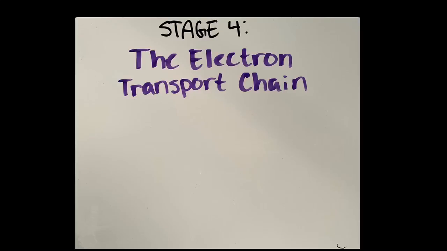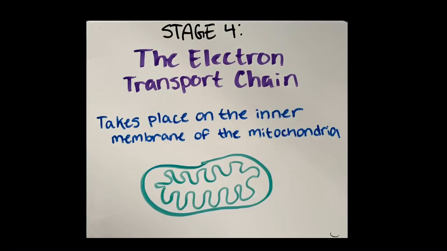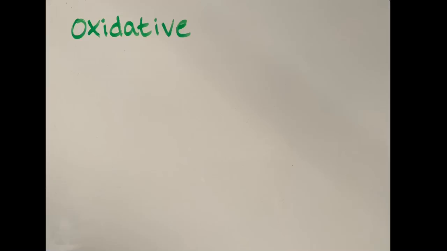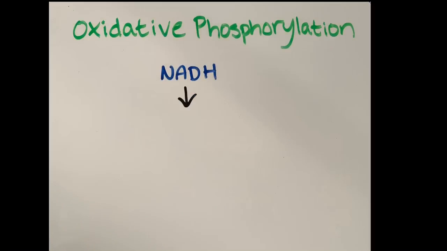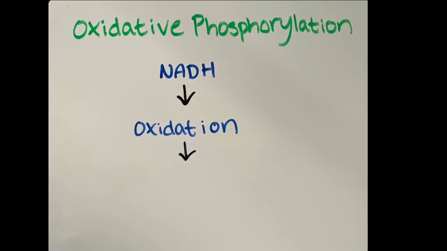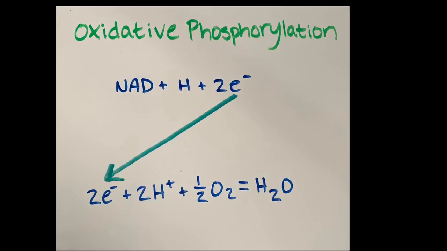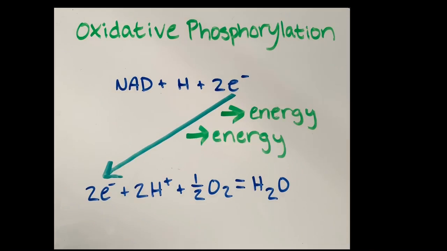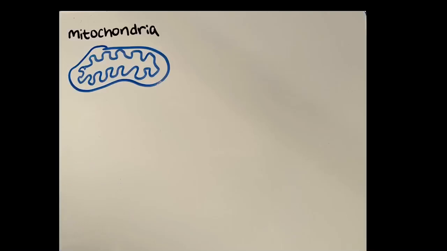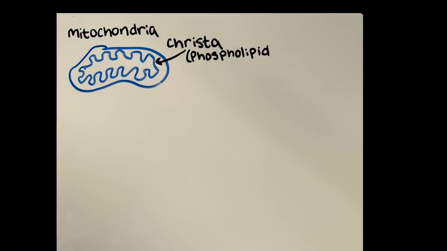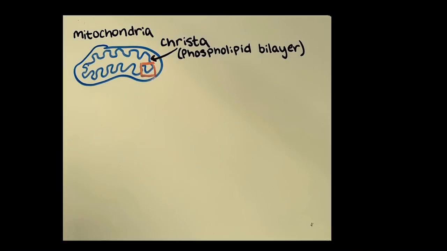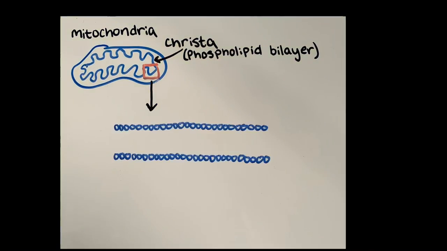Stage 4 is the ETC, which takes place in the inner membrane of the mitochondria. Oxidative phosphorylation is the oxidation of coenzymes, which releases high amounts of energy. When NADH gets reduced to NAD, there's a hydrogen molecule and 2 electrons. In the crista, there is a phospholipid bilayer. Enzymes and protein complexes move through this bilayer, which makes oxidative phosphorylation possible.